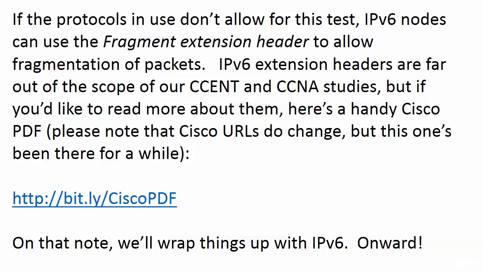Now, if the protocols in use do not allow for that, version 6 nodes can use an extension header, and this one is called the fragment extension header to allow fragmentation of packets. Now, version 6 extension headers are way out of the scope of our study, so we're not going to spend any more time on them here. I did want to mention that one, but if you want to read more about them, here's a bit.ly link to a handy Cisco PDF. Cisco URLs do change, but this one's been there for a while.